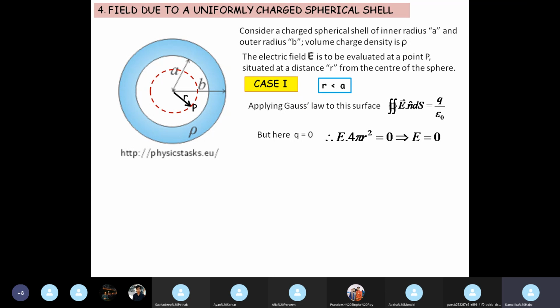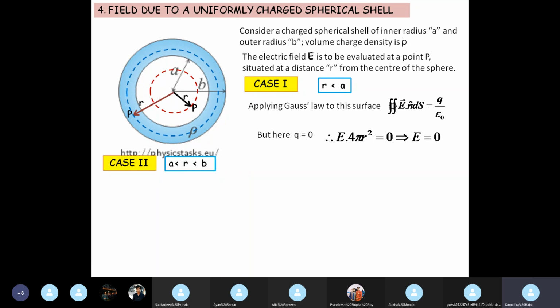So when you are within the shell, at a point inside the hollow region, there is no electric field. Next case is when r is between a and b, a less than r less than b. So P is somewhere here. Point P at distance r from the center, between the inner shell and the outer shell. So now we draw the Gaussian surface, and it is something like this, lying within that shell region.